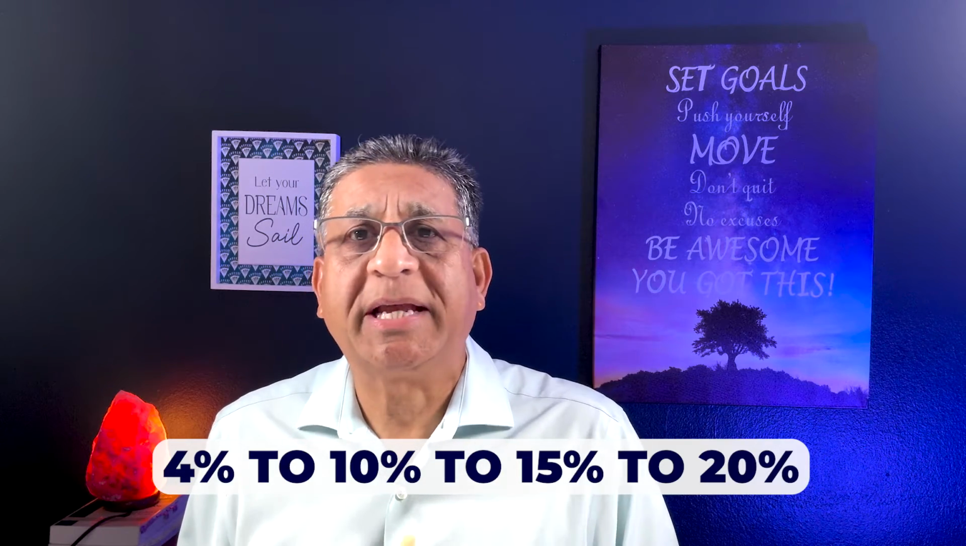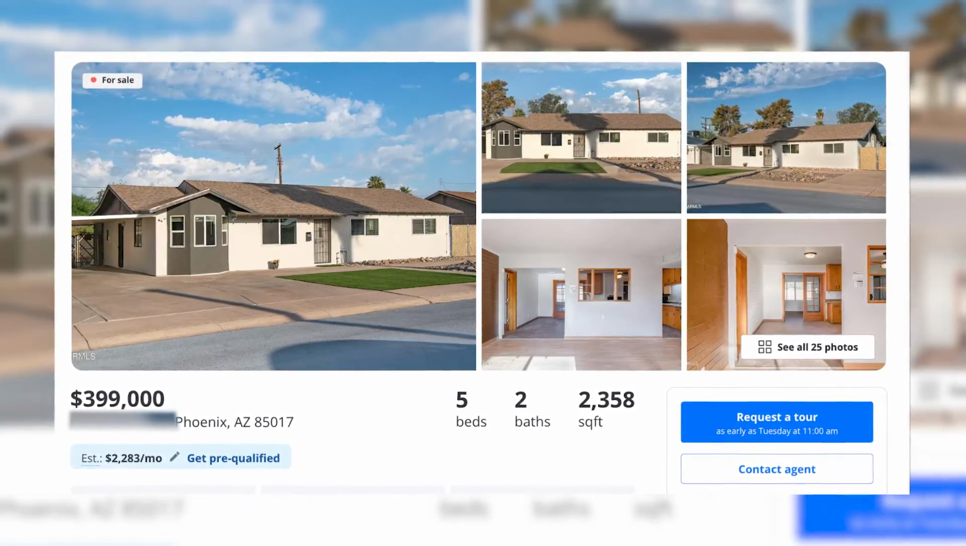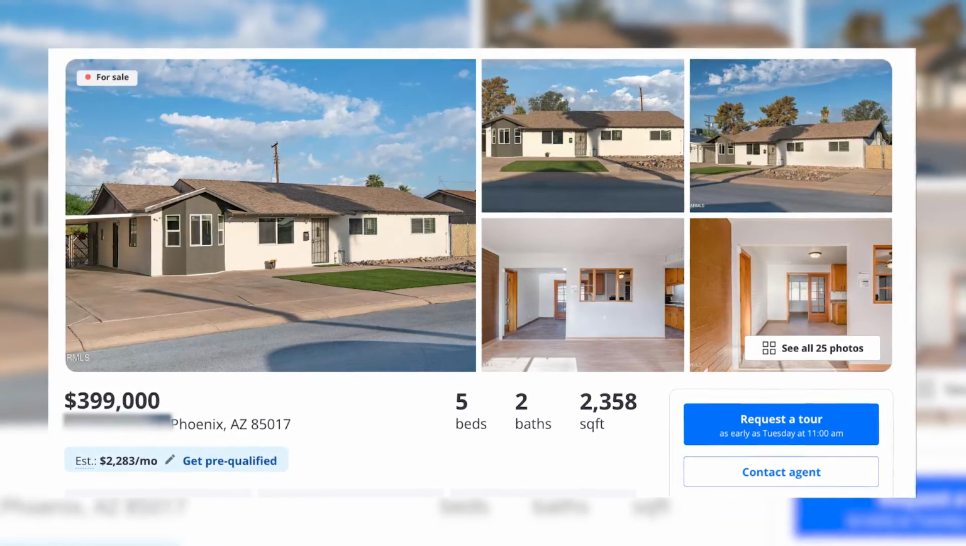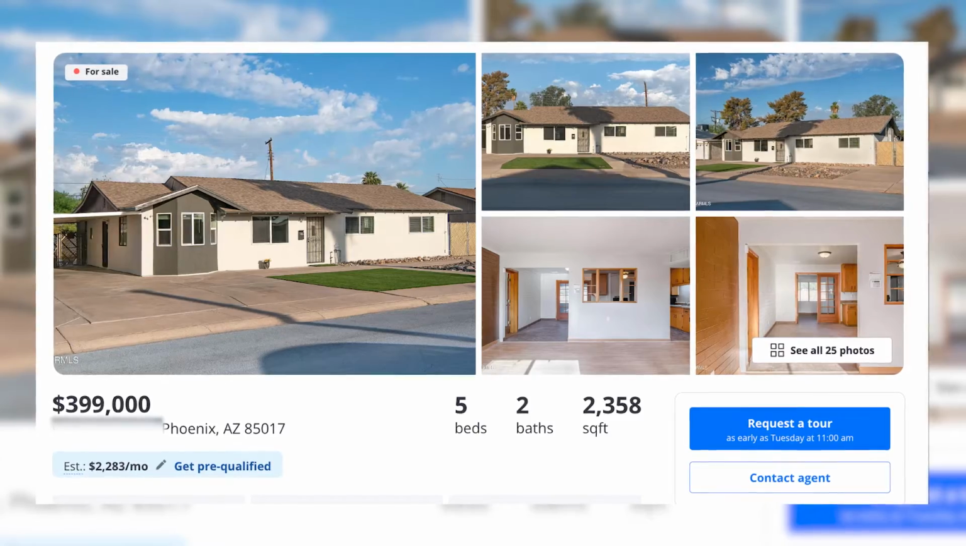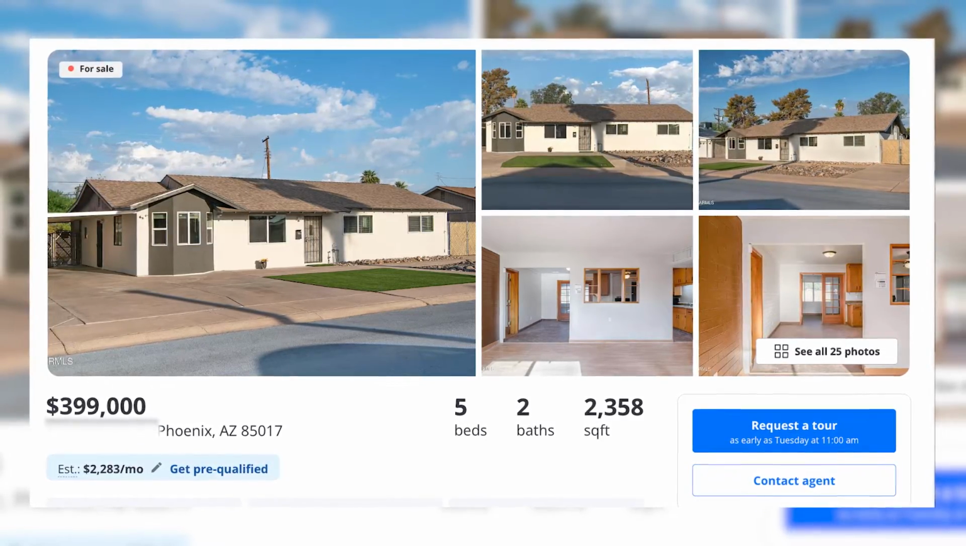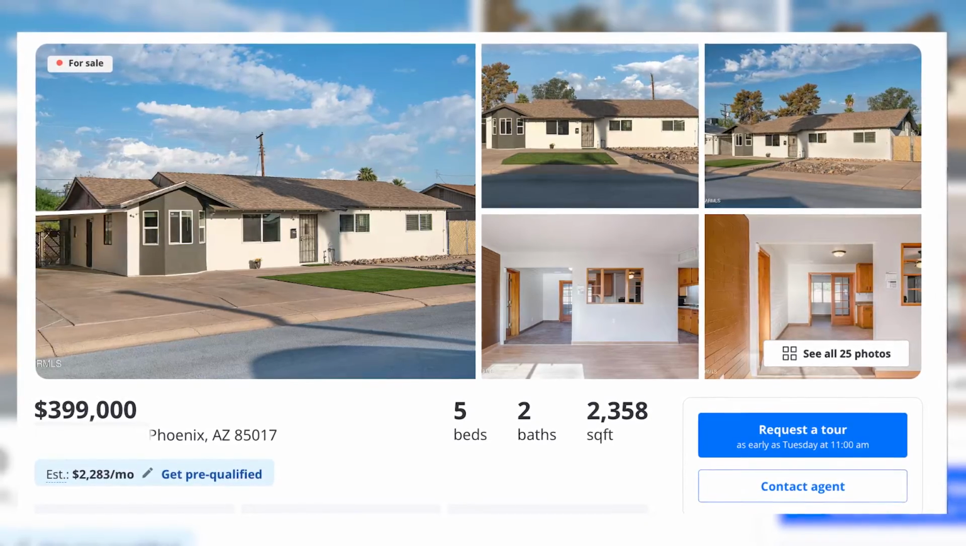So let's look at an example so we can understand how the percentages work and how profitable you can be. I picked this random house from Zillow. It's for sale currently, and they're asking $399,000, but I will round it off to $400,000. This is a 5-bedroom, 2-bath house, and it's about 2,300 square feet. And let's assume that we are going to pay all cash for this property.